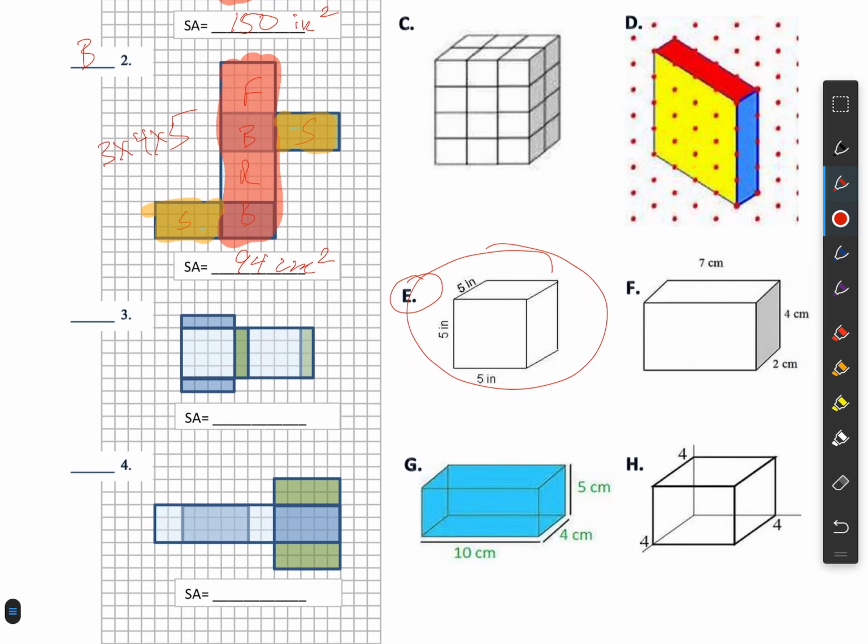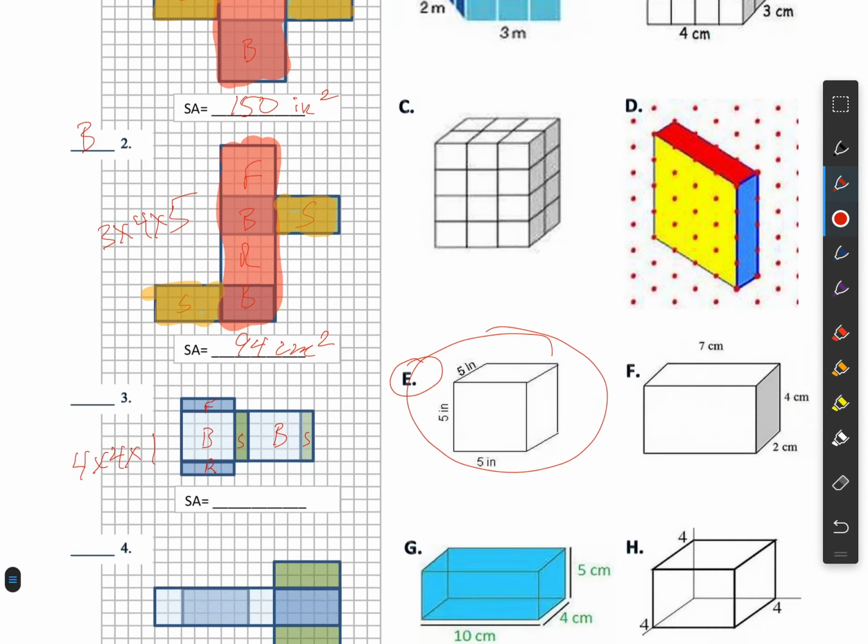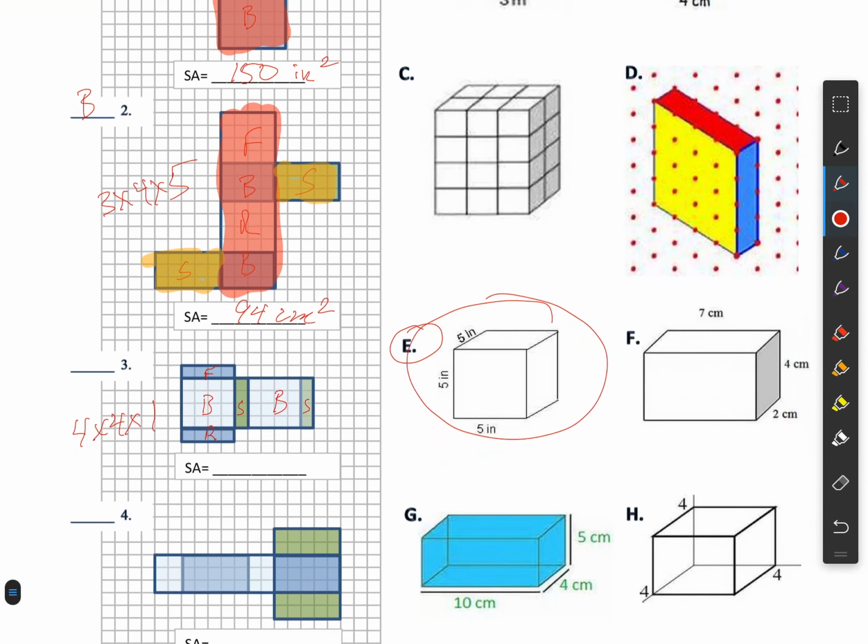Okay, next up, number 3. For number 3, we have base, base, front, it's kind of hard to write in there, rear, side, side. For this one, we're looking for a 4 by 4 by 1. So we look around, and looks like D might be the choice.